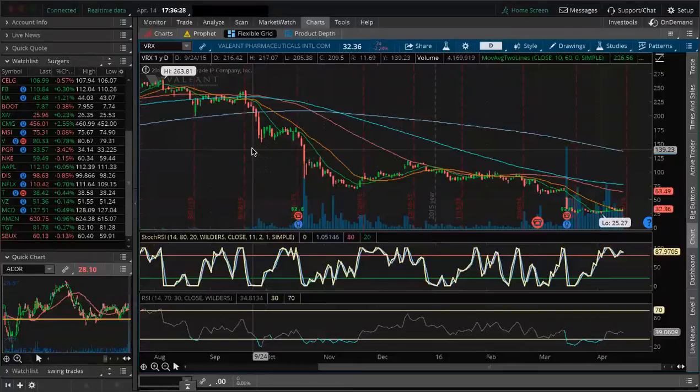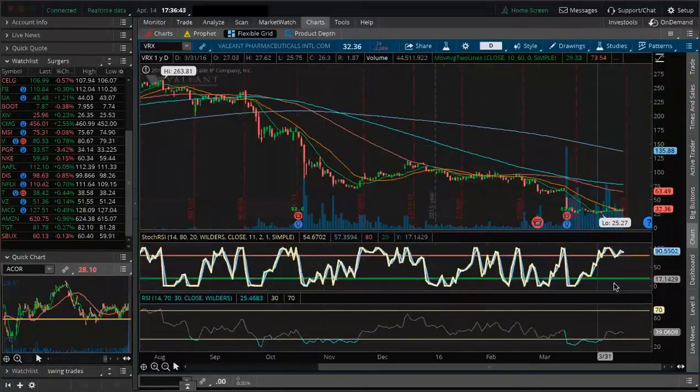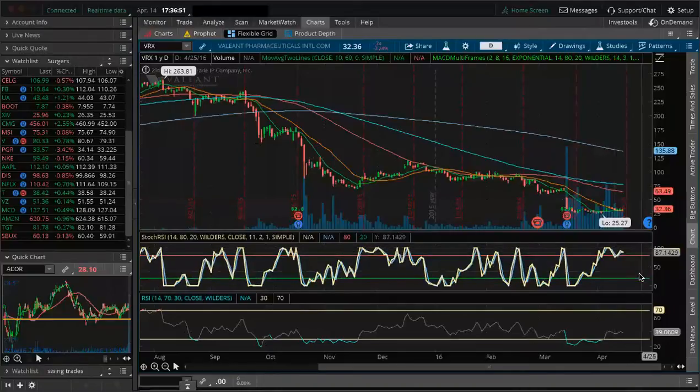It just compares the recent gains with recent losses, and by doing that, it determines whether something is oversold or overbought. It's on a scale from 0 to 100. For the stock RSI, when something is over 80, it's overbought, and when something is under 20, it's oversold. For the basic RSI, when something is over 70, it's overbought, and when something is under 30, it's oversold.